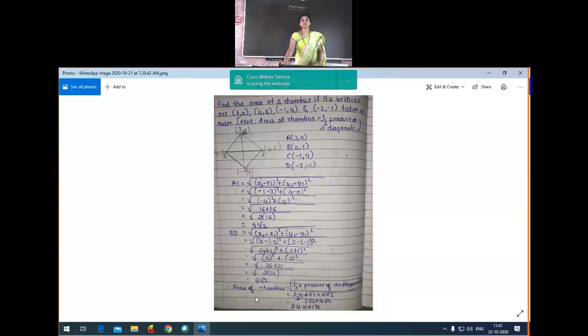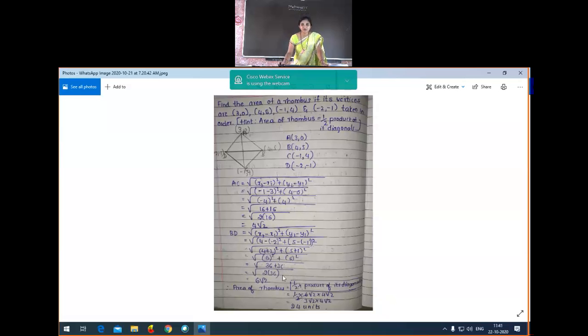Next, therefore, substitute the values in the formula. Area of rhombus is equal to half into product of its diagonals, that is half into 6 root 2 into 4 root 2. After the simplification, half of 6 is 3, so 3 root 2 into 4 root 2. 3 4s are 12 and root 2 into root 2 is 2. Root 2 whole square is 2. 12 2s are 24 units.